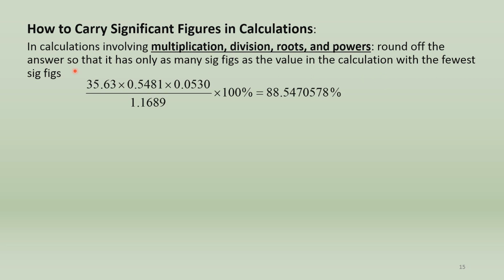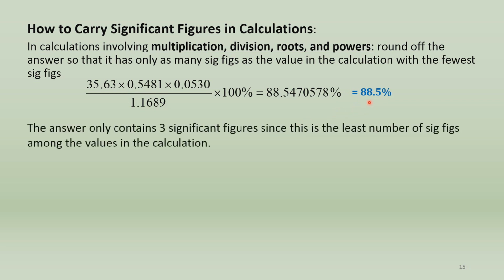So consider this example. I have 35.63 with 4 sig figs times 0.5481 with 4 sig figs times 0.0530 with only 3 sig figs divided by 1.1689 with 5 sig figs multiplied by 100%. The calculator would tell us the answer is 88.5470578%. But you wouldn't report that number, right? You'd report 3 sig figs, you'd report 88.5 because the answer will contain only as many sig figs as the number with the fewest number of sig figs, which is right here, and that's 3 sig figs.